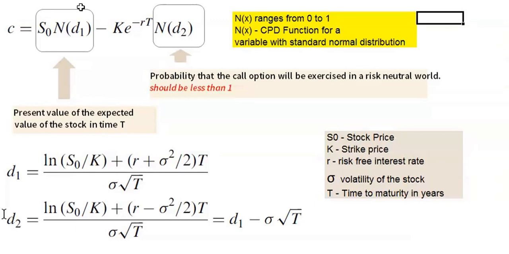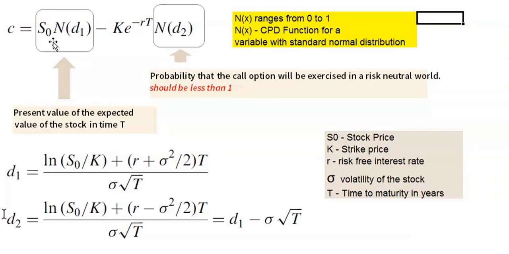Now what this value is telling us is, at maturity, my stock price could go up or could go down, but if I calculate its expected value in the future and then discount it back to today, the price of my stock would be S0, the current stock price, times ND1.